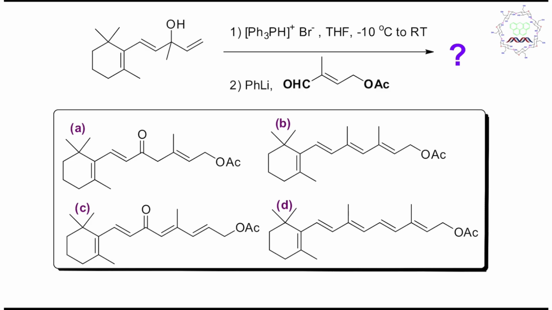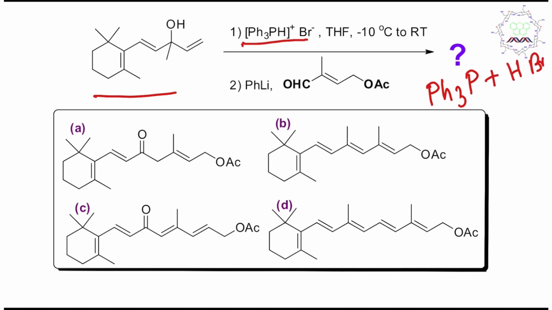Now this molecule apparently looks a little bigger, but it is actually not. Second thing, I suggest you students, please read the condition carefully. This condition reading will give you the answer. Triphenyl phosphonium bromide, what is this reagent? You can consider that it is triphenyl phosphine plus HBr.